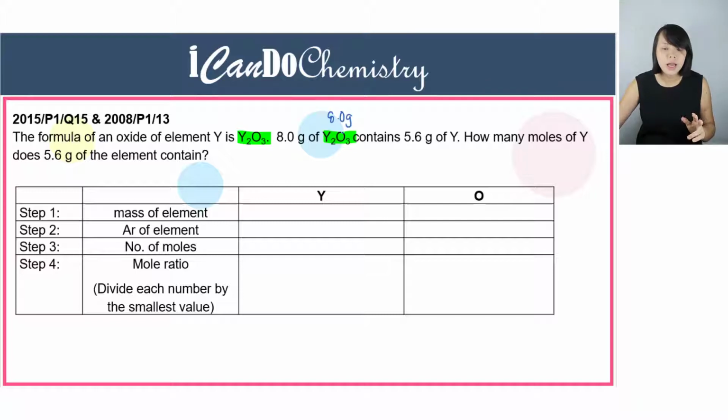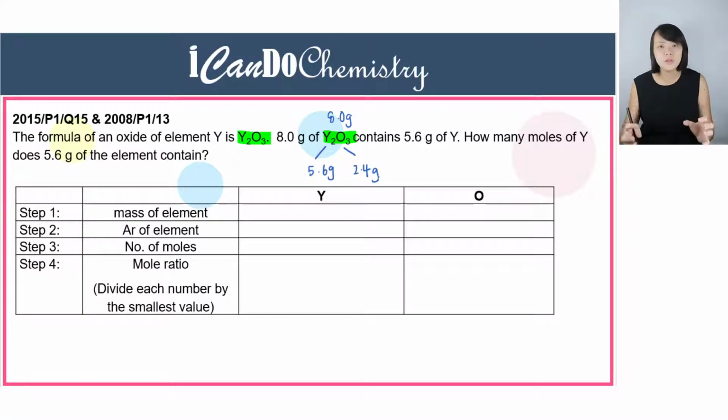Okay, we have Y and we have O. Now Y, the mass is 5.6 grams. What about O? We can just use 8 minus 5.6 to determine the mass of oxygen in this compound. Just key it into your calculator, and we'll know that 8 minus 5.6 gives me 2.4.